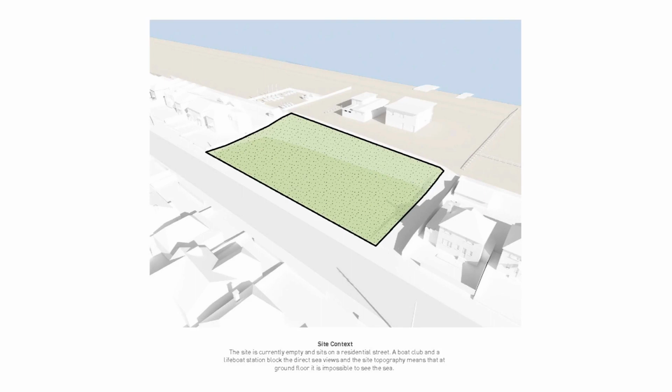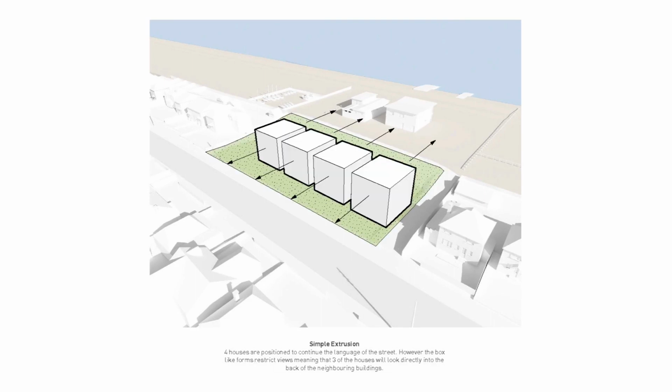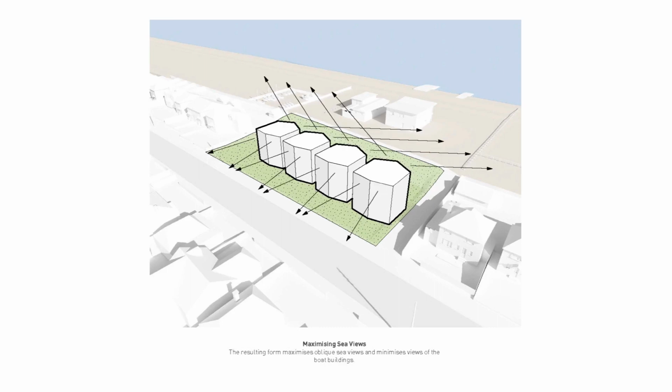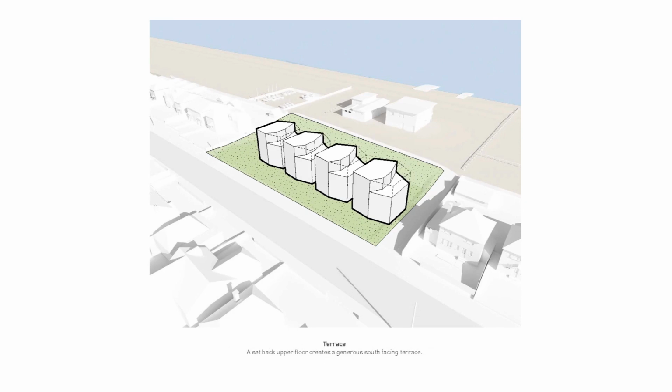So how do you solve a problem? The client insisted on four separate houses, but we looked to try and sculpt the forms to essentially maximize the oblique views looking at the sea. We wanted to make south-facing terraces that look towards Dungeness. This is about 10 kilometers away from Dungeness.